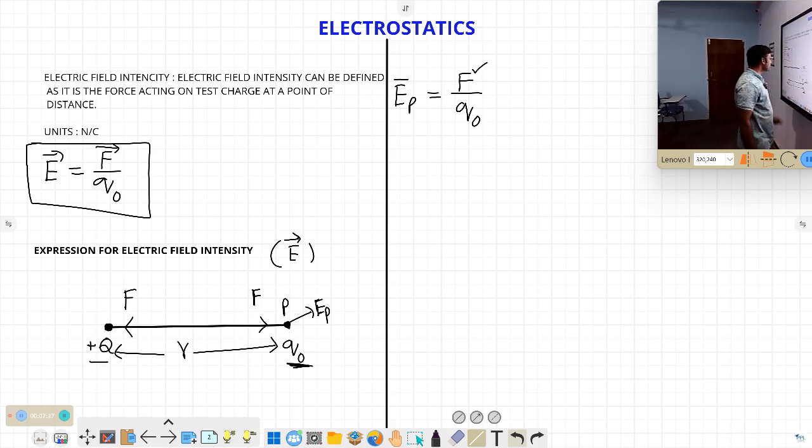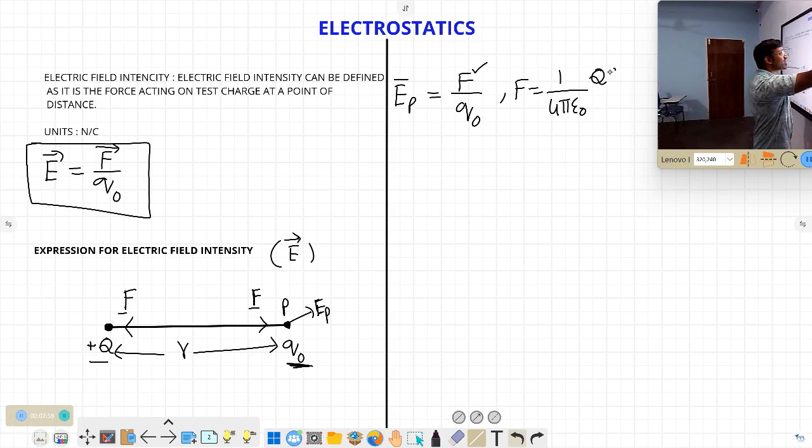F is called the force between the two charges, because this capital Q, the source charge, and this test charge are both repelling each other, in opposite directions, according to Coulomb's inverse square law. As you can see, along the line joining these two charges, the force of repulsion takes place. So what is the F formula here? The force is equal to, we can write, 1 by 4 pi epsilon naught, according to previous classes. One charge is capital Q, the second charge is the test charge Q naught, divided by the distance between them.